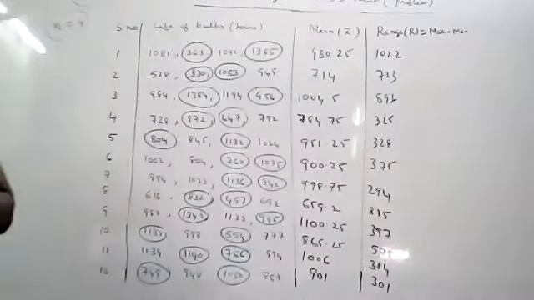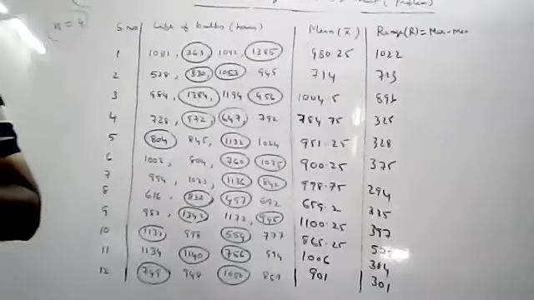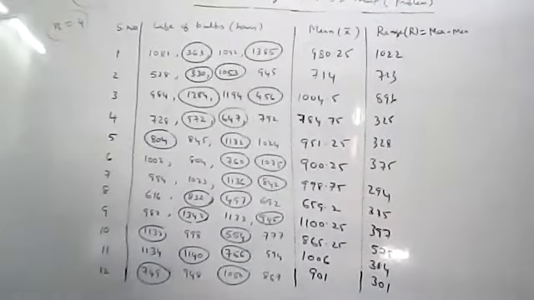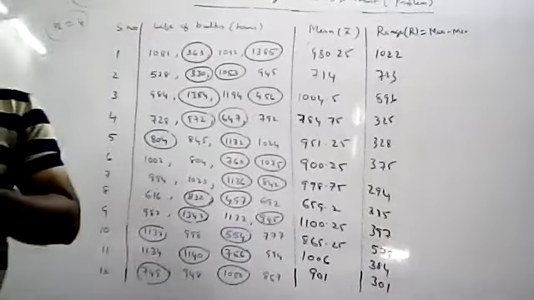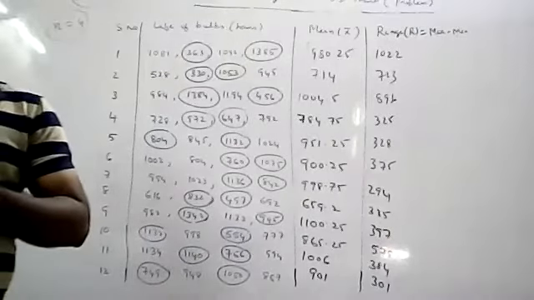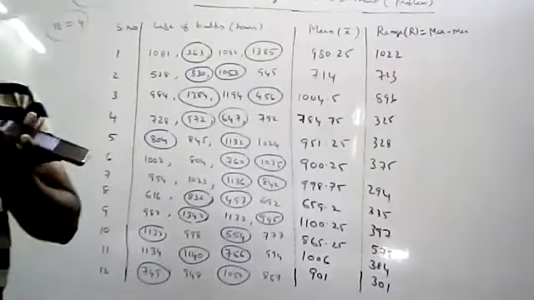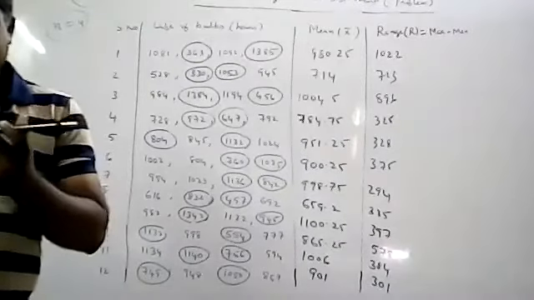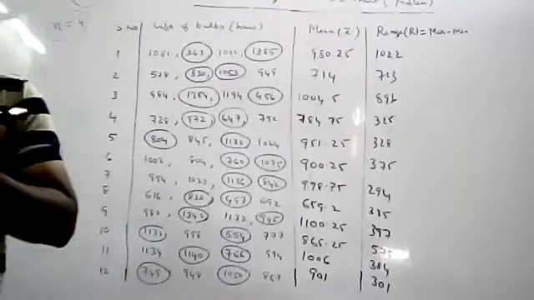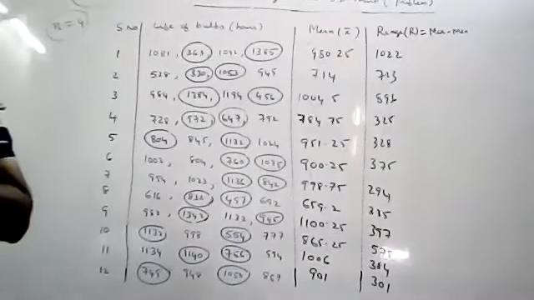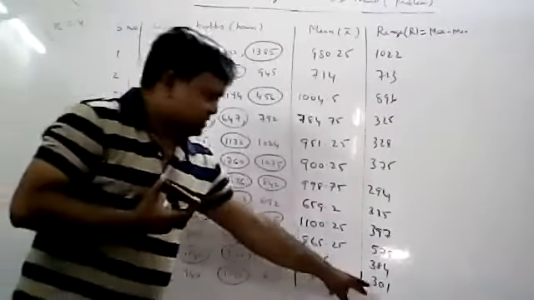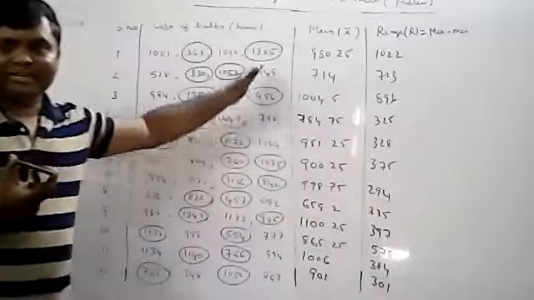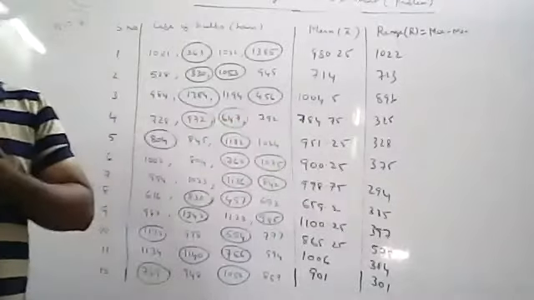Now I hope all of you know how to calculate mean, how to calculate range. Is it clear, all of you? Any doubt in this one? No, sir. You will get 301, this last value. Now means are completed, ranges are completed.